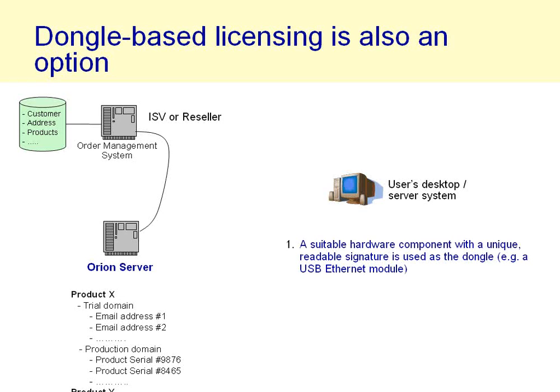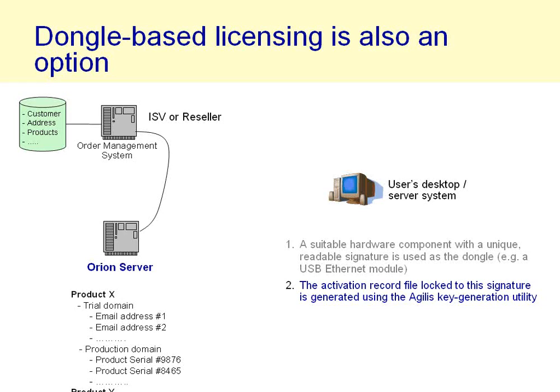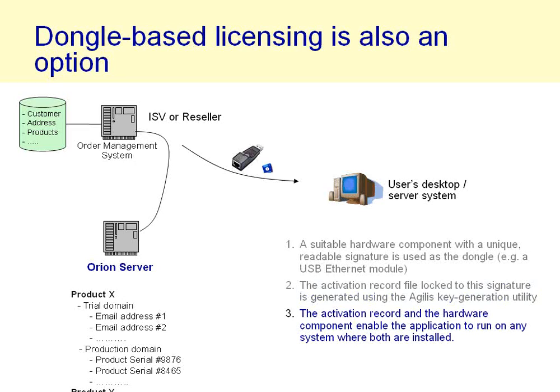What you do in this case is you pick some suitable hardware component, and what you need is something which has a unique readable signature that you can use as the unique hardware identifier. Something some of our customers often use is just a USB Ethernet module, which by definition has a unique MAC address. So using the key generation utility, you generate an activation record which is locked to that signature of that piece of hardware, and you can then just send the piece of hardware and that activation record to the end customer. Any machine that has that unique piece of hardware plugged into it, and where they're using that activation record, is going to allow your software to run within the license limits defined within that activation record.